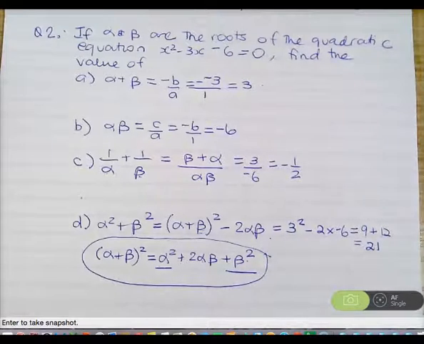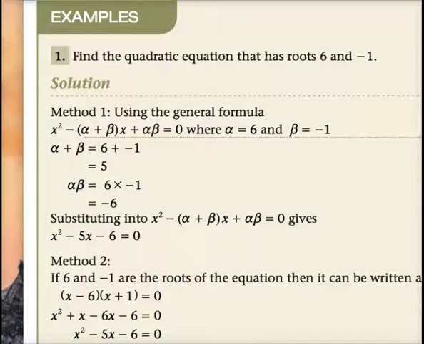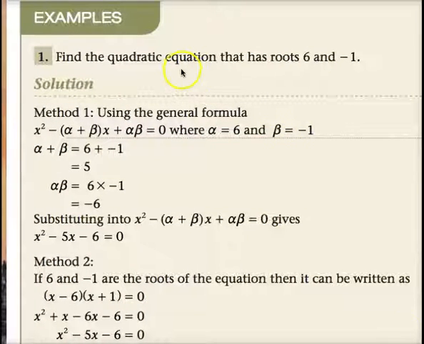Okay? Doing this example here, but we're just looking at the method in the textbook. And the method in the textbook says find the quadratic equation that has roots 6 and negative 1. What they're doing, if they're roots, they're letting alpha be 6 and beta be negative 1, and they're writing that this is the general formula of a quadratic, x squared minus alpha plus beta x plus alpha beta. Then they're working out what alpha plus beta is, and it's 6 plus negative 1, which is 5. They're working out what alpha times beta is. 6 times negative 1 is negative 6, and then they're substituting it in there. I think that's harder, okay?